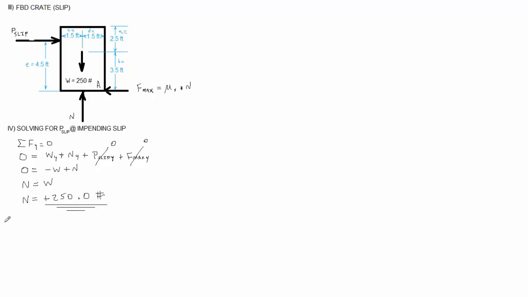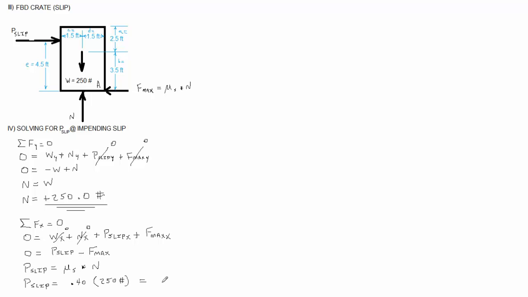Now we can apply static equilibrium to the x direction. W has no x component. In this case, N has no x component. So 0 is going to equal P slip minus F max. And looking at this equation, it looks like we have two unknowns, but remember F max equals mu s times N. So we can plug that in and we can solve for P slip. And once we plug the numbers in, we will find that P slip equals a positive 100 pounds.